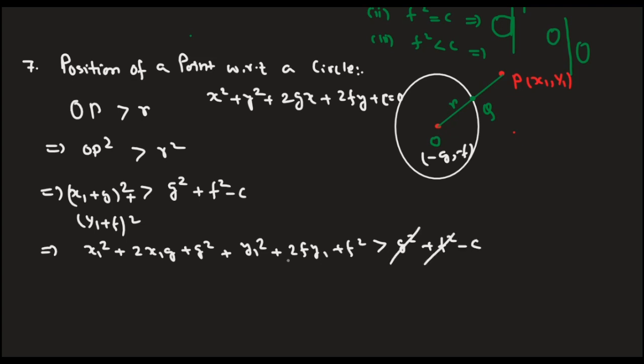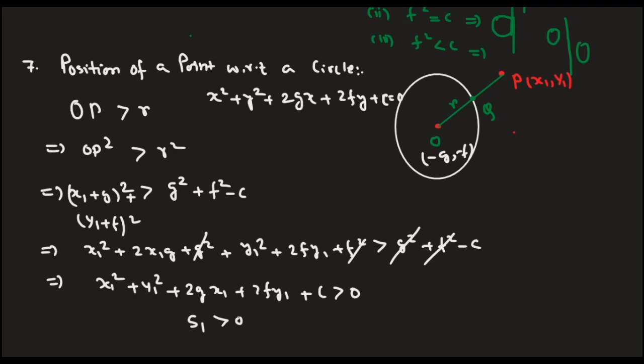So g square, f square, we can cancel out. So what we have actually is x1 square plus 2x1g plus 2f1. I think you have to write y1 square first so that it looks better: x1 square plus y1 square plus 2g x1 plus 2f y1. Then this minus c, we take on the left hand side, it will be plus c, greater than 0. So it is nothing but s1.